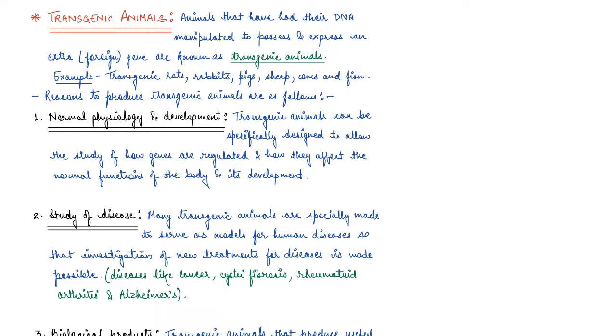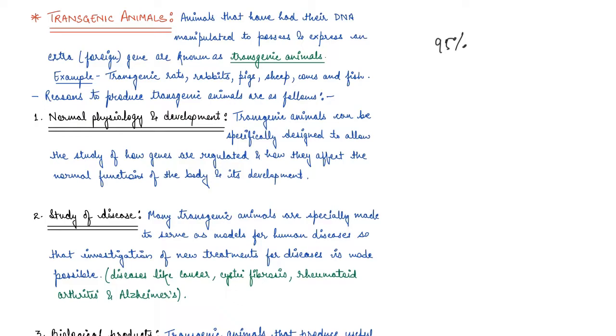Now, there are certain examples like transgenic rats, rabbits, pigs, sheep, cows, and we have transgenic fish as well, right? But the most common ones are rats, mice, right? So basically, 95% of the transgenic animals which are used, which exist, are mice, right? So let's explore some of the reasons why we form these transgenic animals, right?